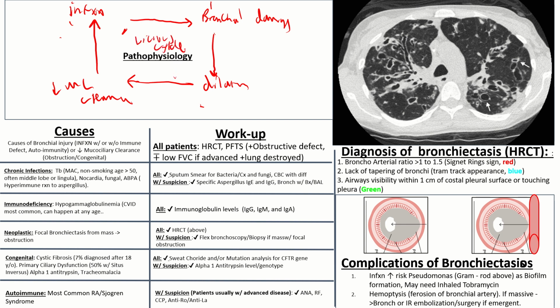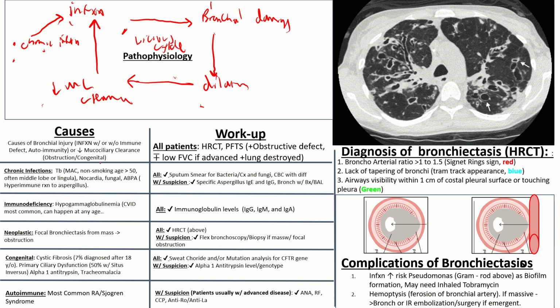hypothesis to explain what things can cause it and what things you always work up for when you see someone with bronchiectasis for the first time. So first one, you want to look for infections, right? So does this patient have a chronic infection causing that vicious cycle, right? So there can be a lot of different ones.